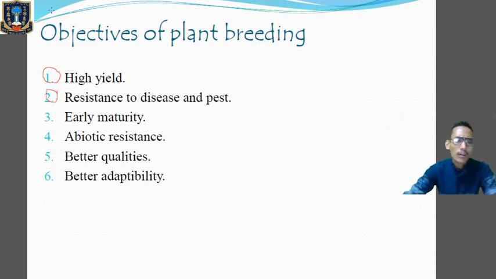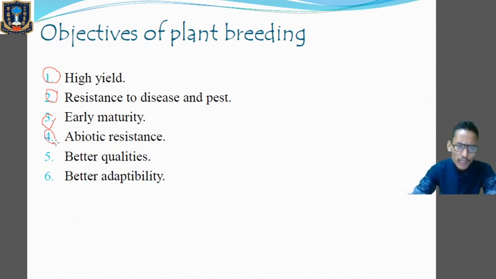Number three, early maturity. A short period of maturity reduces overall production cost and enables the farmer to raise an additional crop. So that is the third objective of a plant breeding program.